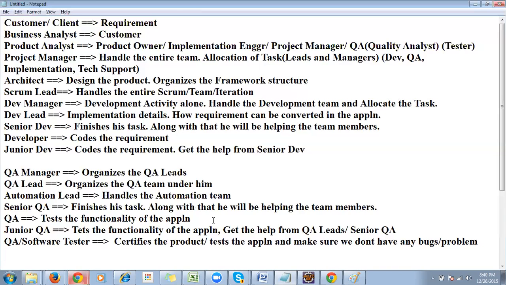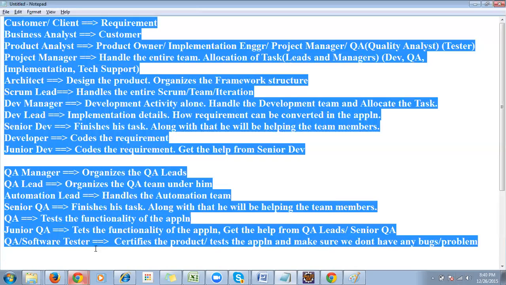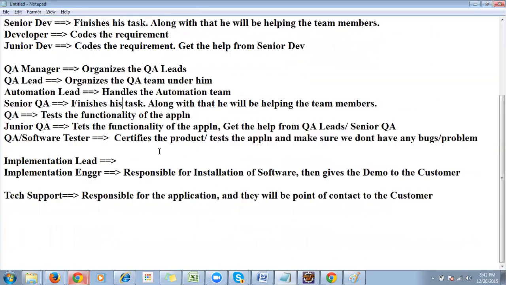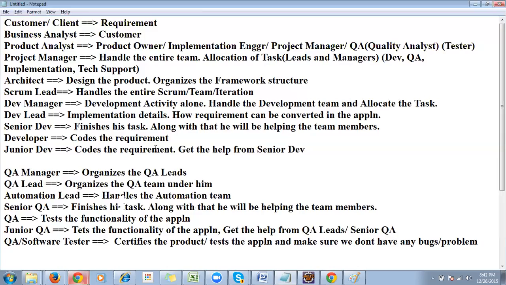So first we'll go to the software development lifecycle. Before that I'll give you a 5 minutes break. Just read this once, that is enough. Then after that I'll jump to the software development lifecycle. I'll give a 5 minutes break, then again we'll start.